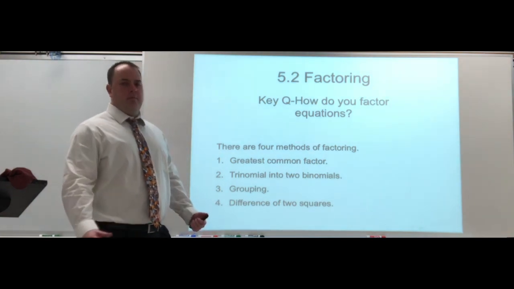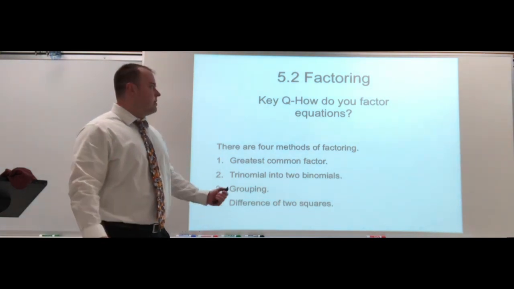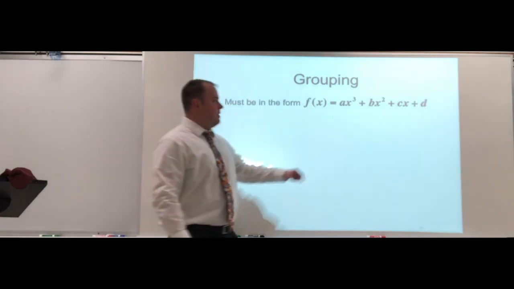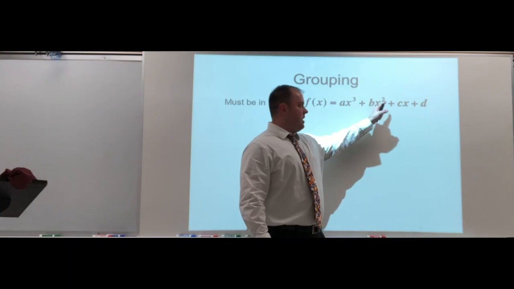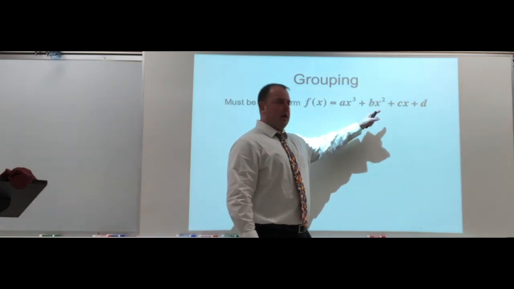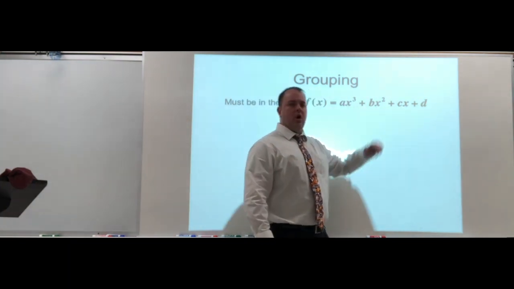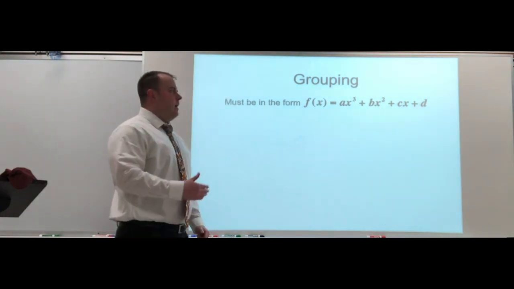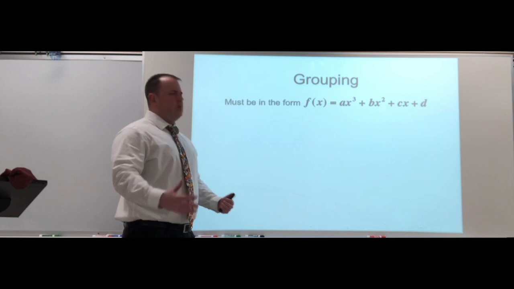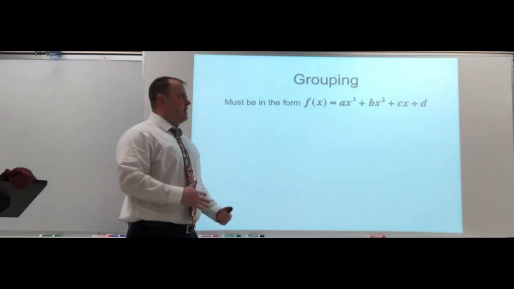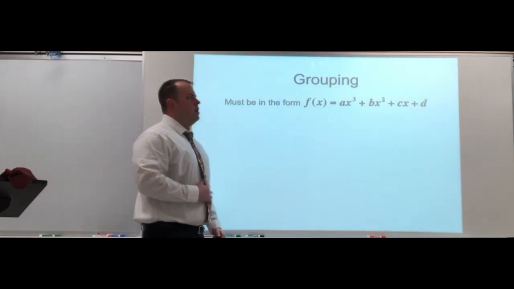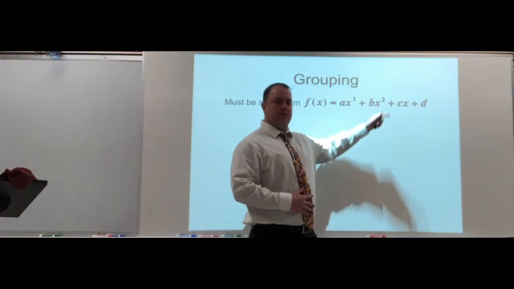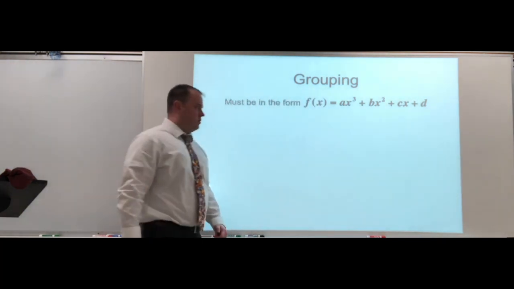What I want you to start thinking about is how many terms we're dealing with. For grouping, it must be the form ax cubed plus bx squared plus cx plus d. It's important that these exponents are going down in order. We can't skip any exponents, and hopefully once we get into factoring completely, when we start taking out greatest common factors before we start doing the work, you should end with your constant here as well. Four terms, and that's what we need to start picking out. How many terms are there?